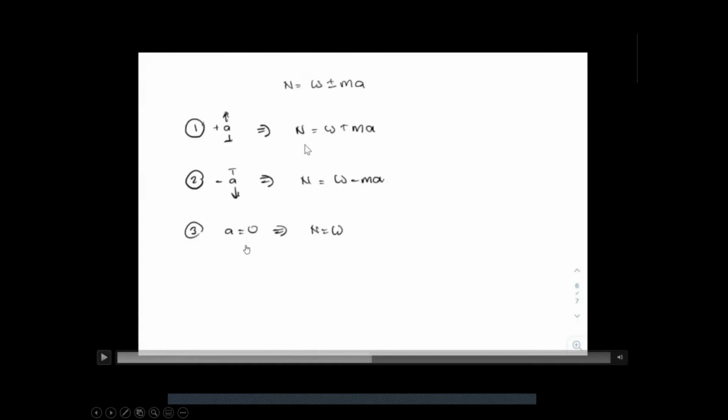I like that. So if you're accelerating in that direction, you will feel heavier. Got it? Because acceleration times your mass is added to your weight. If the acceleration is in the downward direction, you will feel lighter because your acceleration times your mass will be subtracted from your weight. And if there's no acceleration, no change in weight, beautiful.